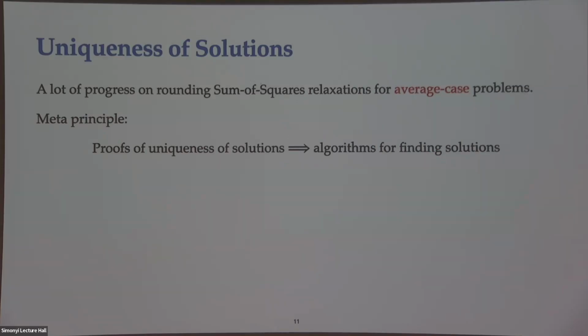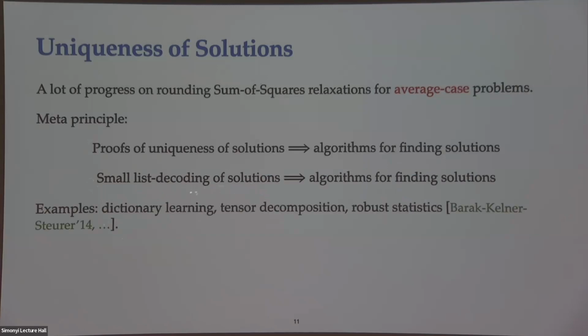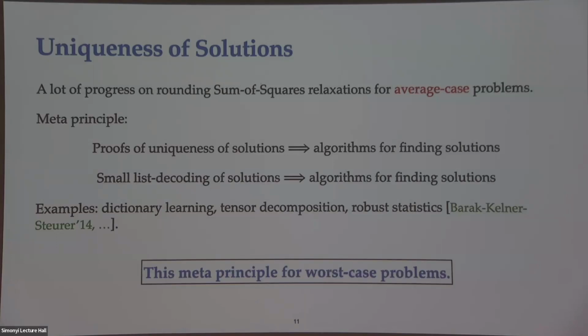This has been extended to small list decoding. So if you can show that you have few distinct solutions, then there's an algorithm to find one of the solutions. And this principle has appeared implicitly in a lot of these average case problems: dictionary learning, tensor decomposition, robust statistics. And in fact, Pravesh has worked on many of these papers. So we can view our results as applying this meta principle to a worst case problem, which is the independent set problem.